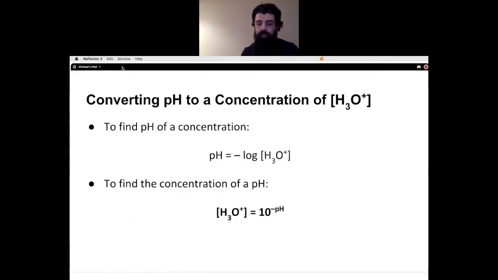So understand that for the pH value, there is no unit. So pH is equal to 7. pH is equal to 2.5. There's no set of units after that number.